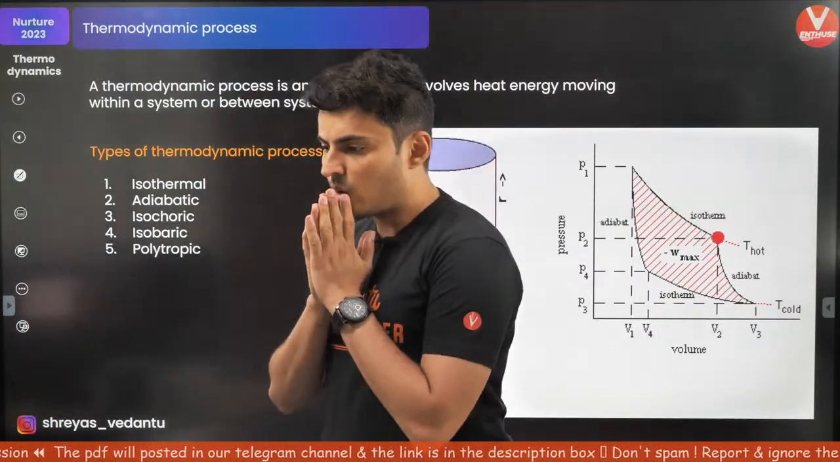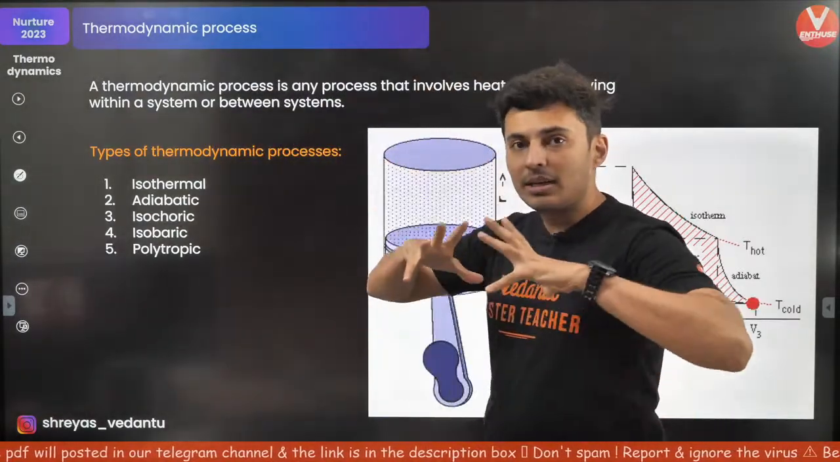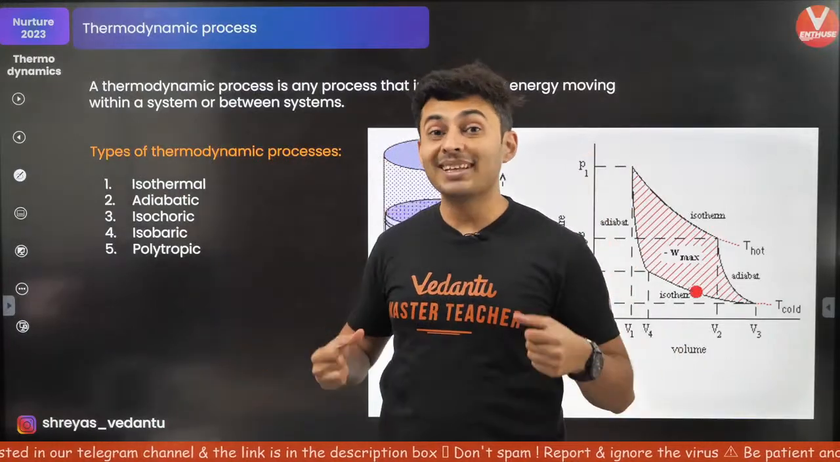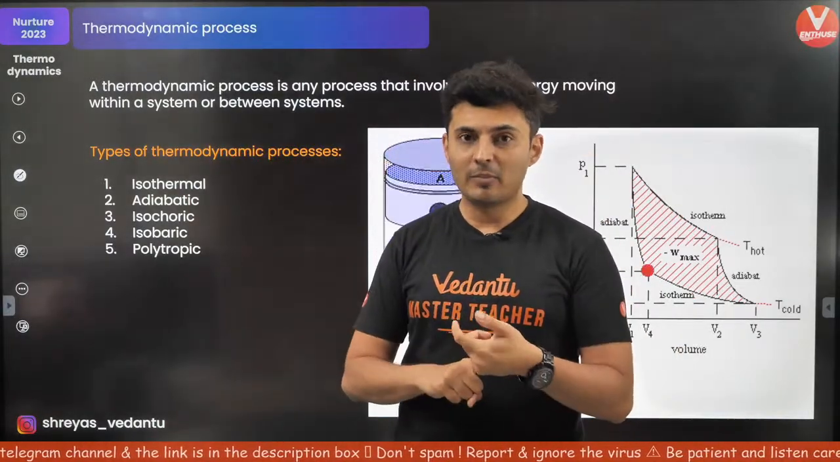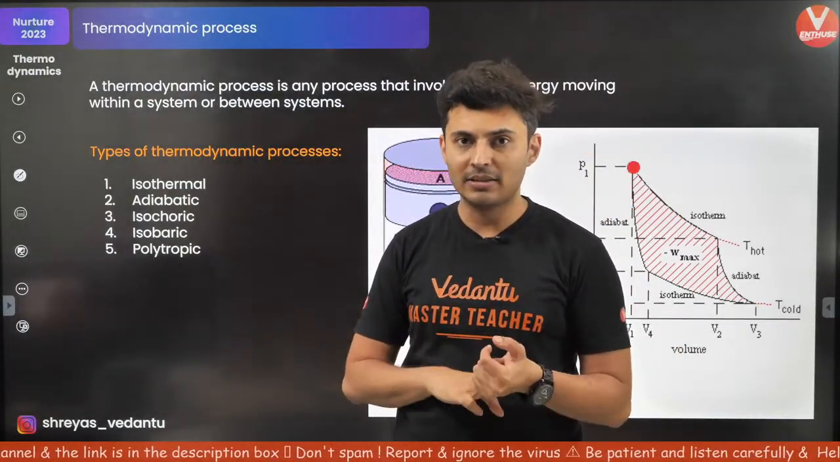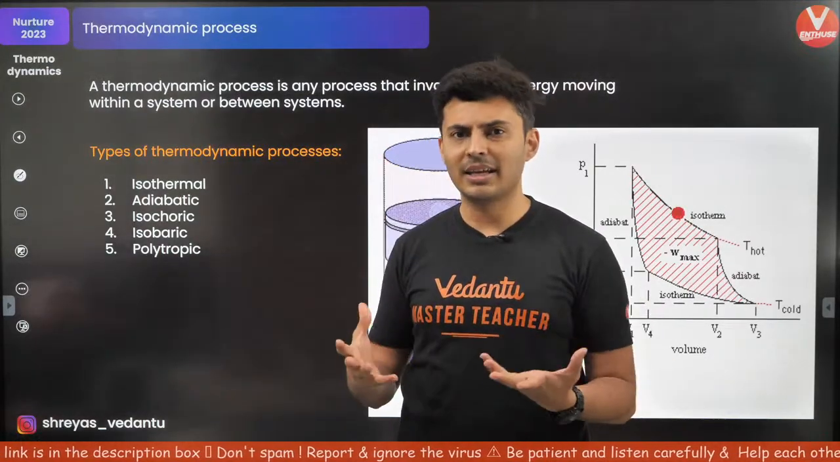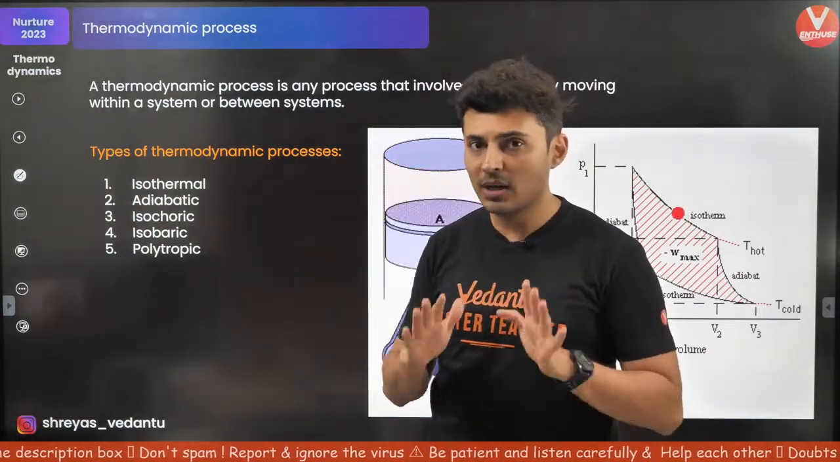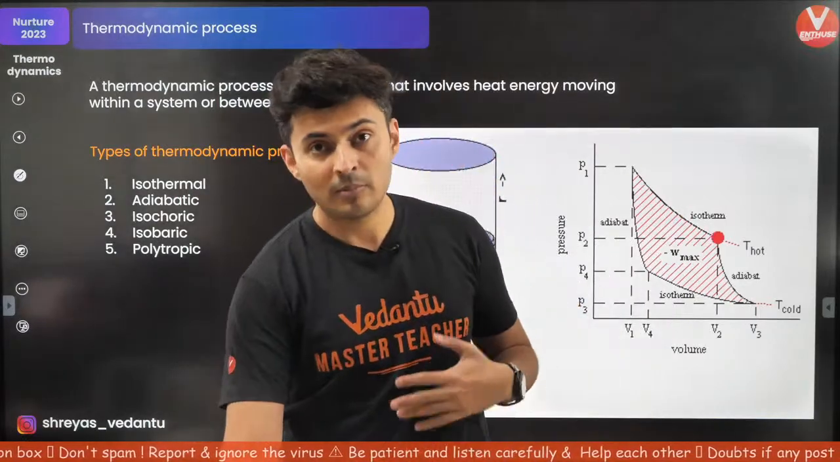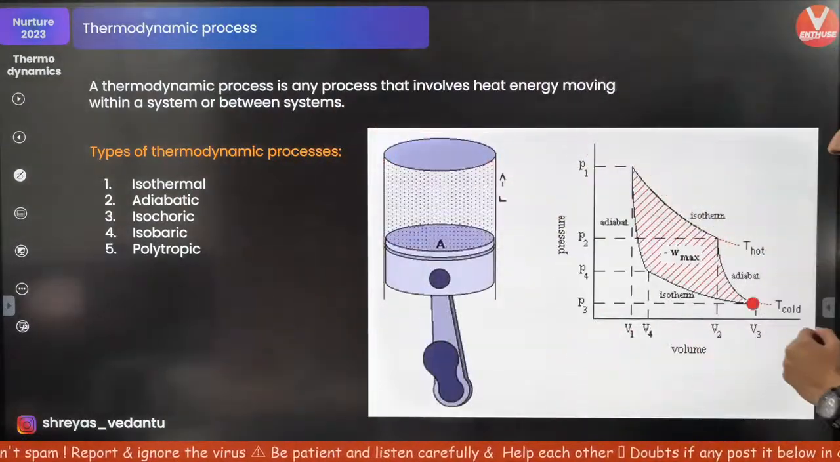Okay, so understand there are different kinds of processes based on what is happening over there, whether pressure is constant, volume is constant, heat is not going in or out, or something else, of course. So we're going to study all of them in detail now, but before that, some questions in front of you.